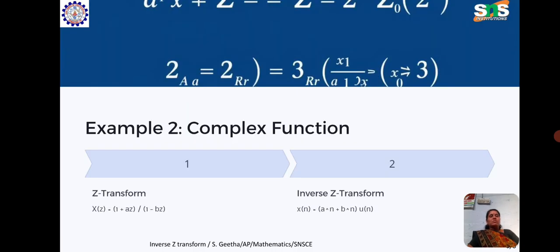Coming to the complex function, they have given x of z is equal to 1 plus a z by 1 minus b into z. Now we are going to convert this x of z into the original function in terms of x of n. So by using inverse Z transform, x of n value is equal to a power n plus b power n into u of n.